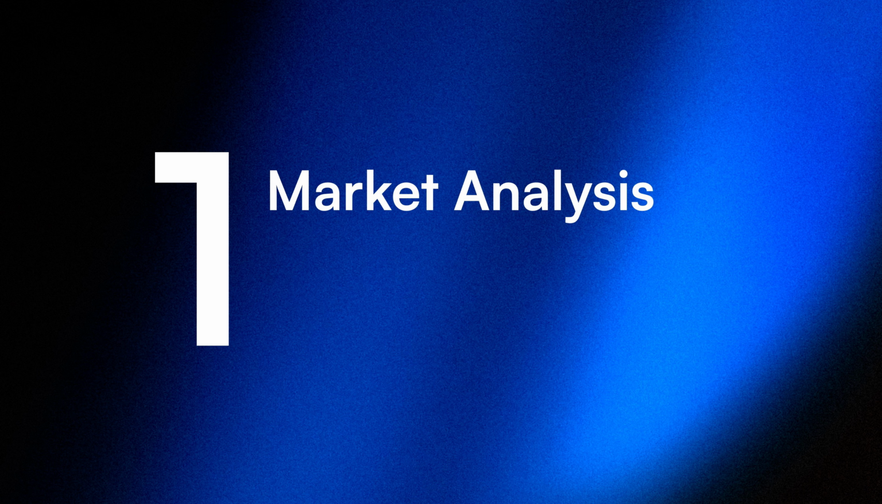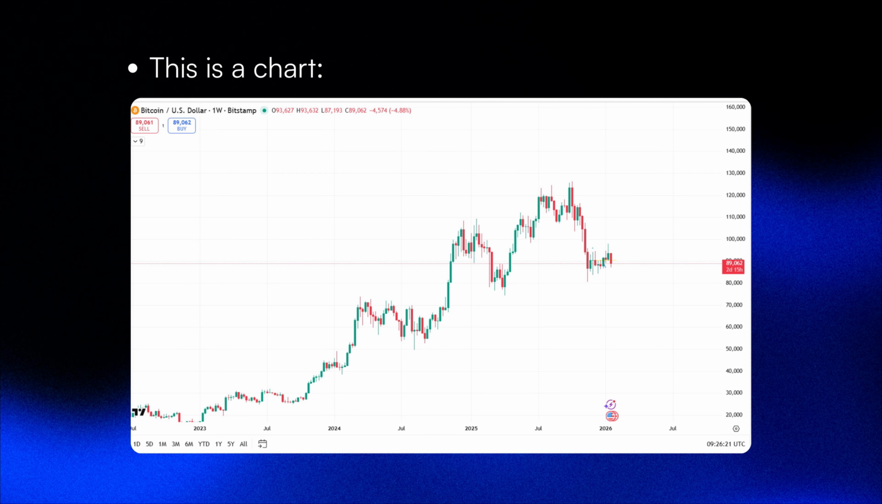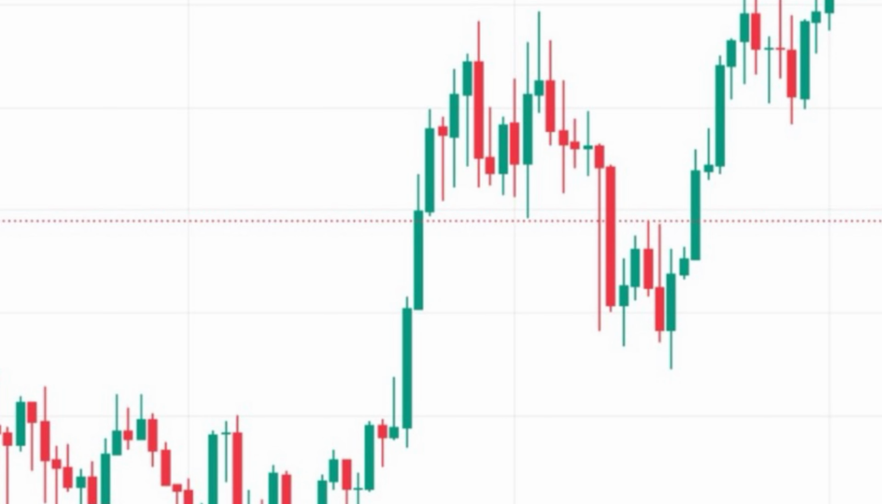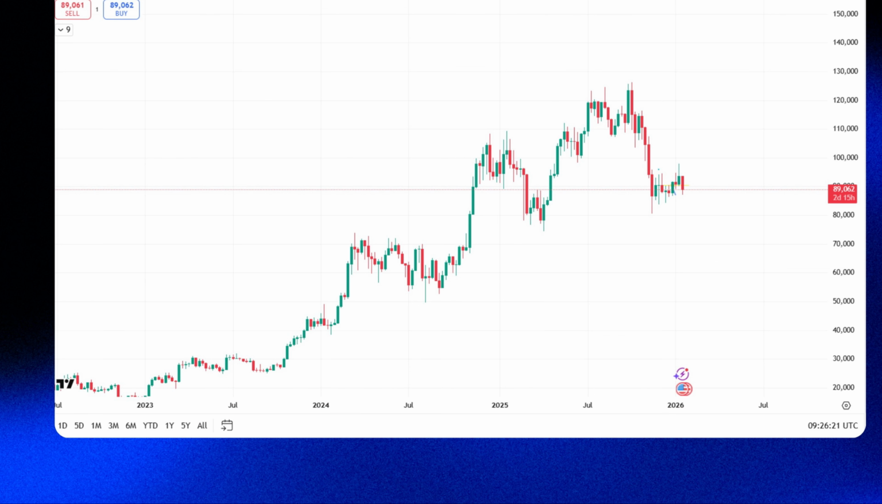So before talking about the technicalities, I want us to start from the very basics so it gets easier as we go forward. So this is what we call a chart. In this instance, this is the weekly chart of Bitcoin, which means that each candle represents 1 week in this chart. And with it, we can see how much Bitcoin was worth at each moment in 2023, in 2024, in 2025, etc.